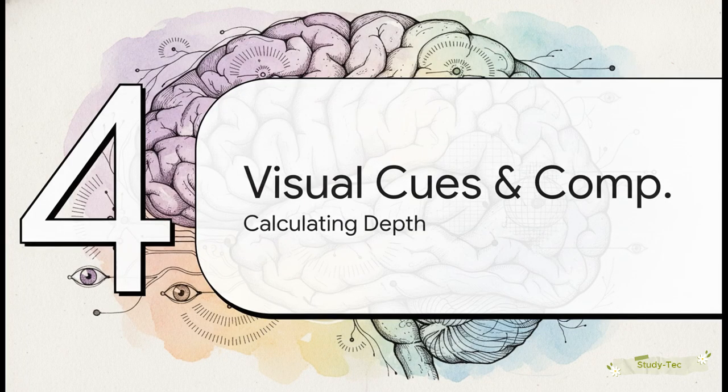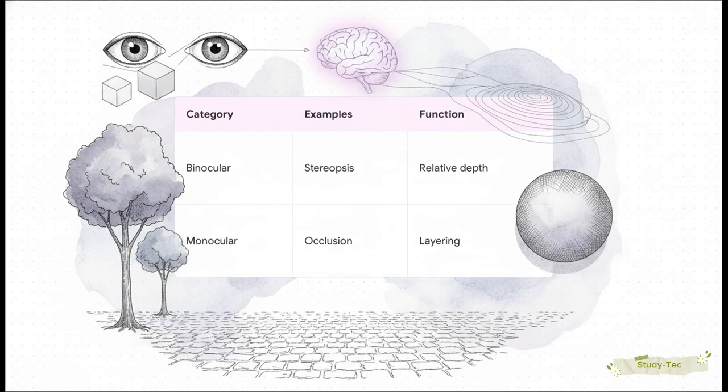Let's look at how that actually happens in section 4, visual cues in computation and calculating depth. To synthesize this incredible topographic map, the early visual cortex in your brain, specifically the areas we call V1 and V2, has to do some serious heavy lifting. And it does this using 2 distinct types of cues.